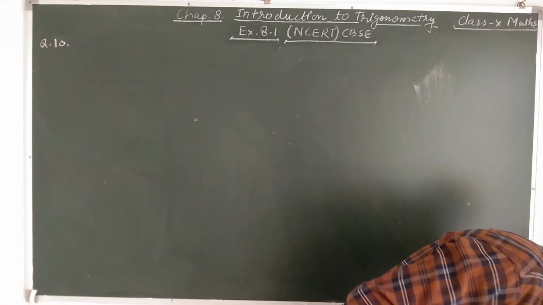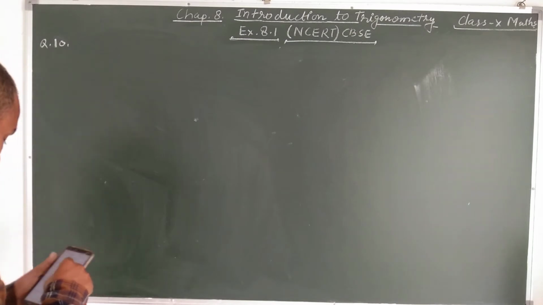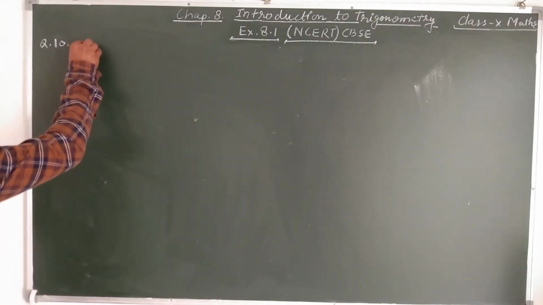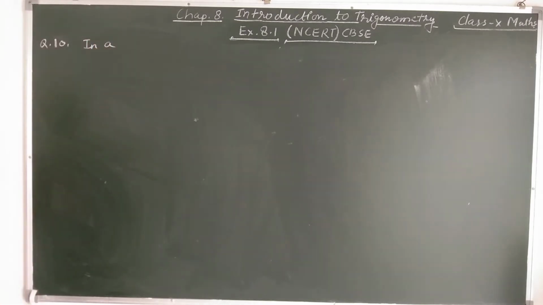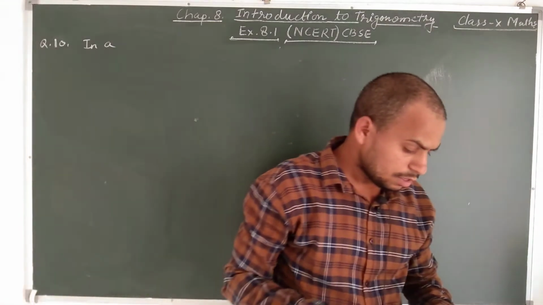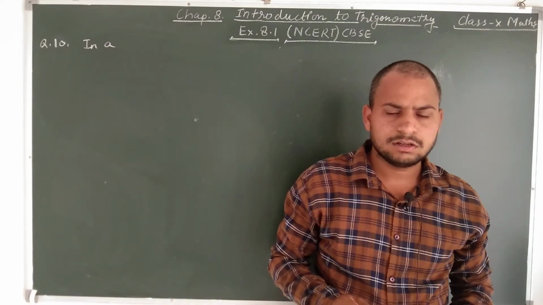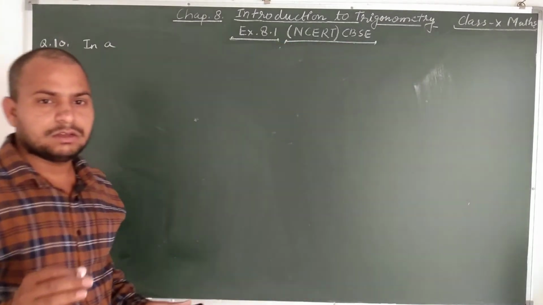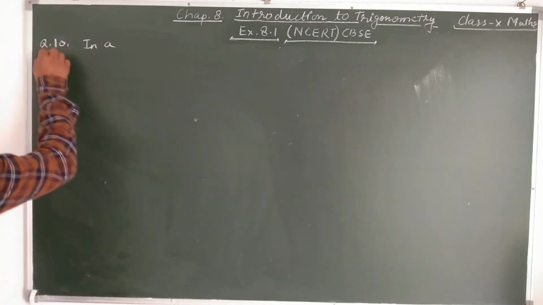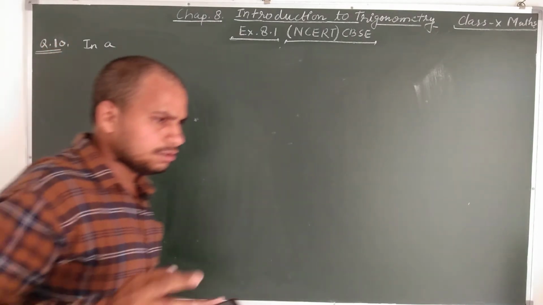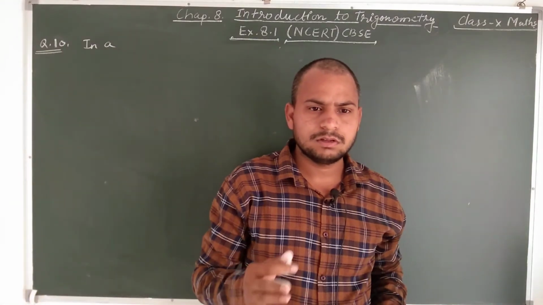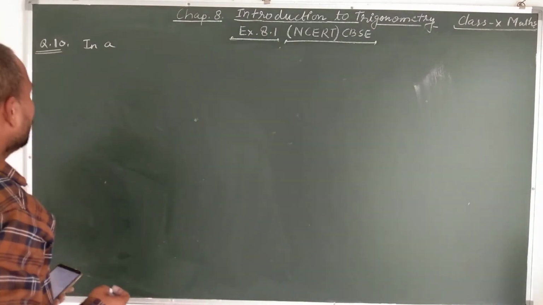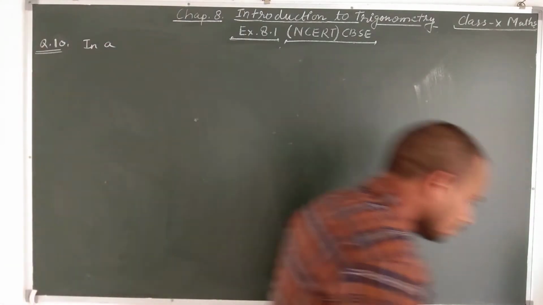What does question number 10 say? In a triangle PQR, actually question number 10 we solved in a previous video lecture, I think the first video lecture. We have solved question number 10 there, so you can see it there. We proceed to the next question, question number 11.